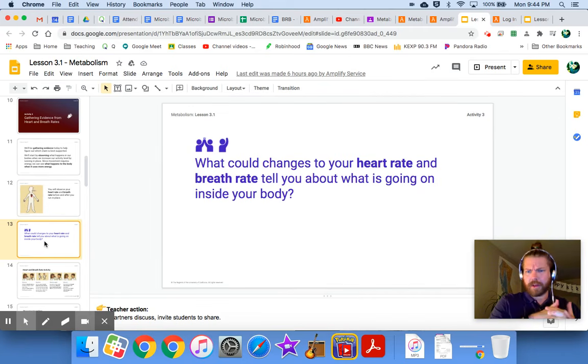Let's say that you run in place a lot and your heart rate slows down. What does that tell you? Let's say that it speeds up. What does that tell you? Let's say it doesn't change at all. What does that tell you? Same thing with breath rate. If it goes up, if it decreases, if it stays the same, what does that tell you about what's going on inside your body after you run in place?